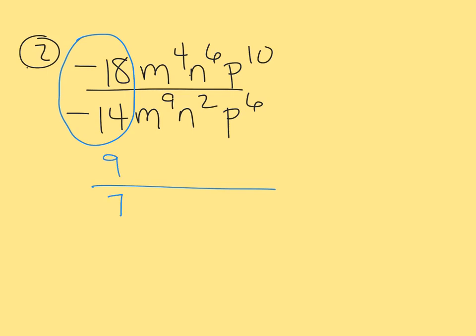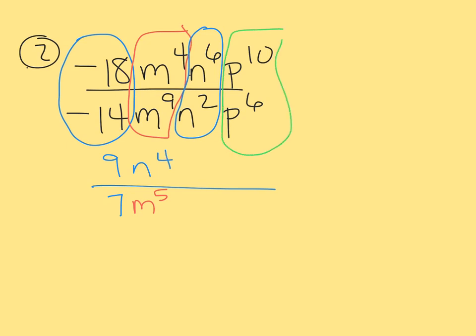All right, next I'm going to focus on my m's. If I look at m to the fourth over m to the ninth, which m wins by how many? The bottom wins by 5. So I'm going to get m to the fifth on the bottom because it won by 5. So it goes on the bottom. N to the sixth and n to the second, which n wins by how many? The top by 4. And then lastly, if you look at the p's, which p wins by how many? The top by 4. And there's your answer.